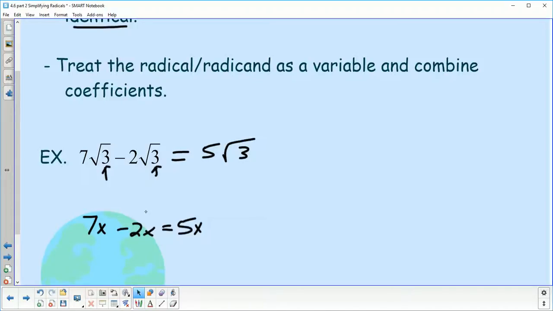It would work the same way if we were adding. If this said like 6 square root of 2 plus 5 square root of 2, and again remember these two have to be the same, we'd get 11 square root of 2. So I basically treated it just like a variable.